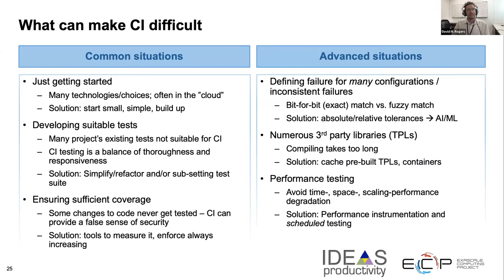Advantages and disadvantages that can make CI difficult. A common situation is just getting started, and there are way too many choices out there that are all in the cloud, and they're difficult to distinguish. To get around that, start small and use a very simple example and build up from there. You'll find that it's not so bad if you just adopt one technology at a time.